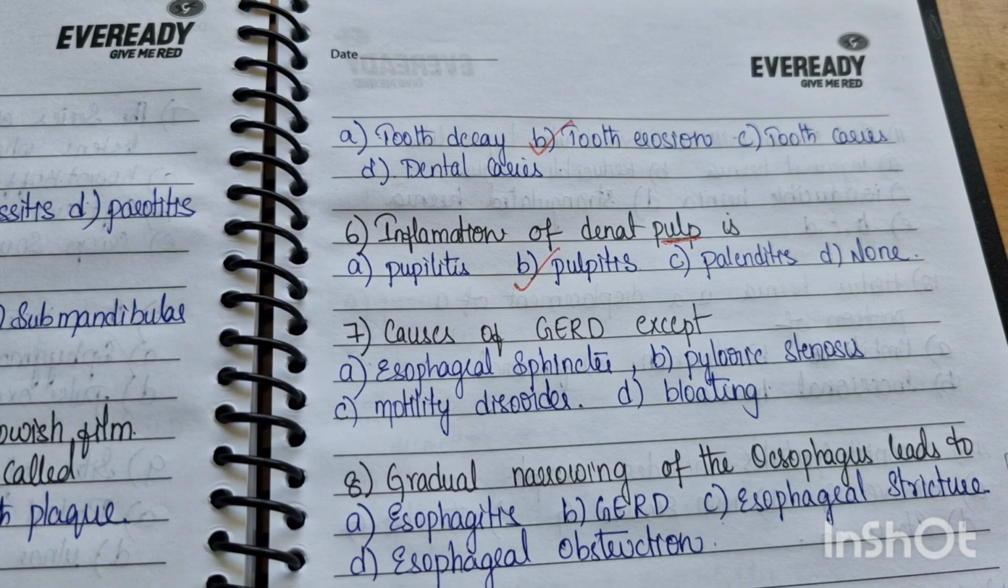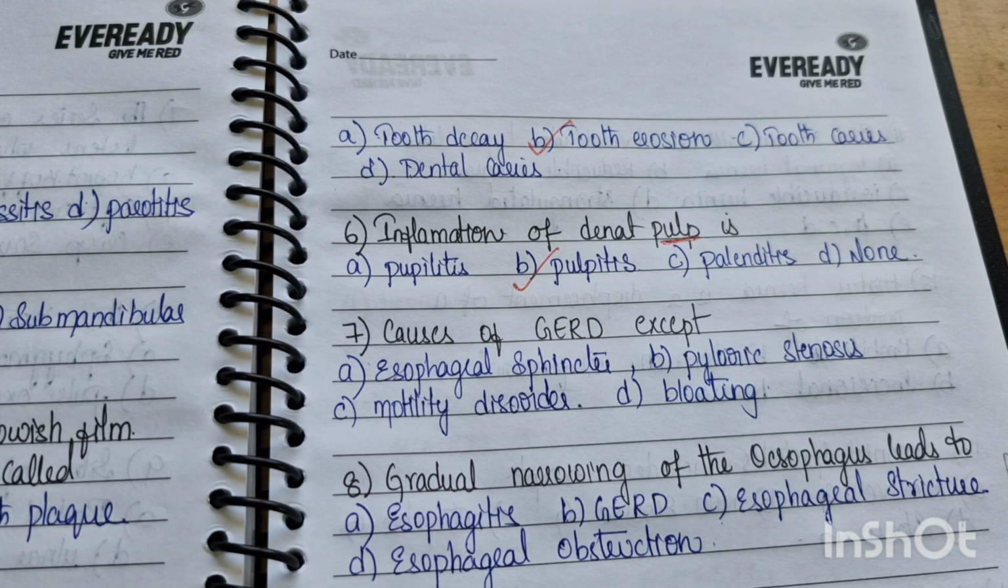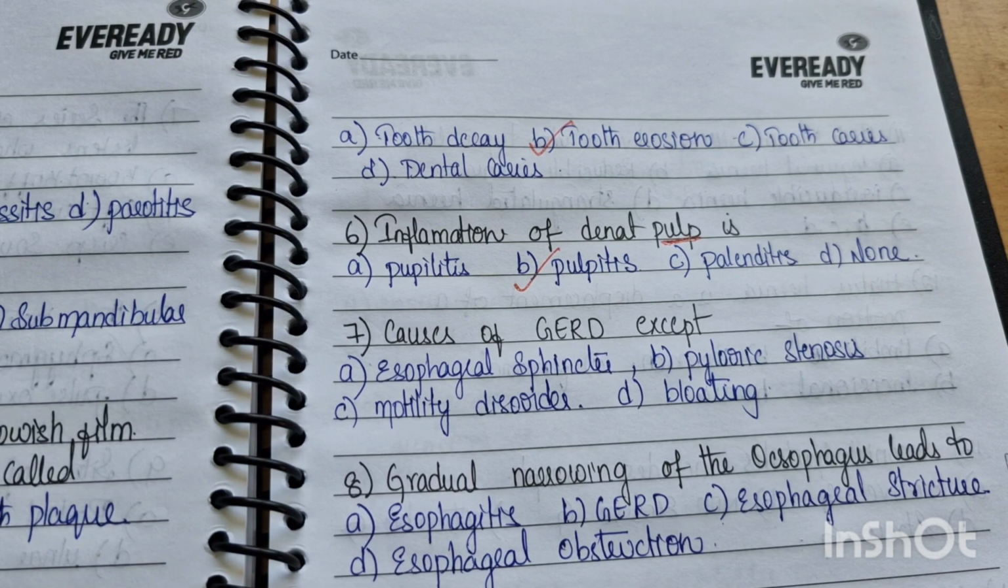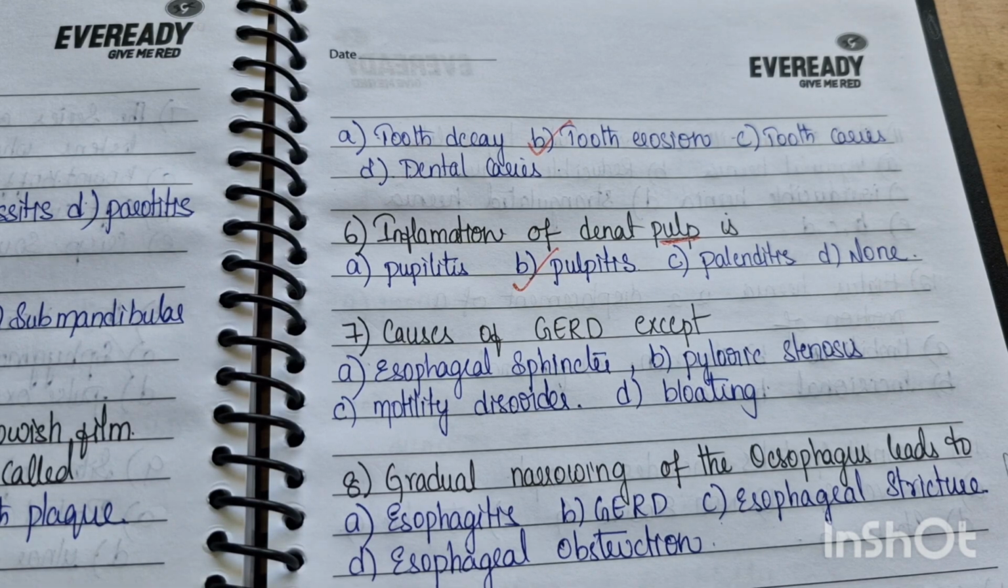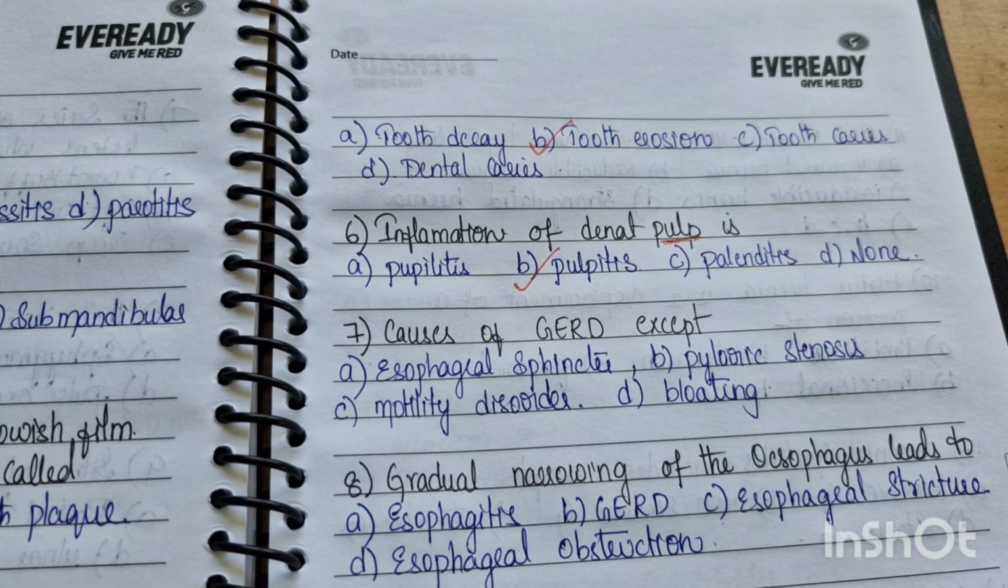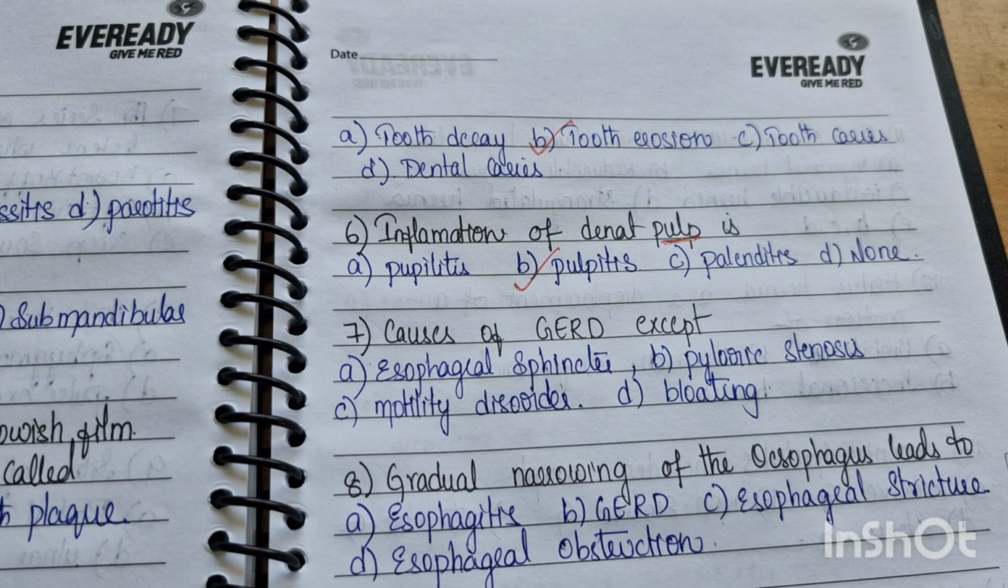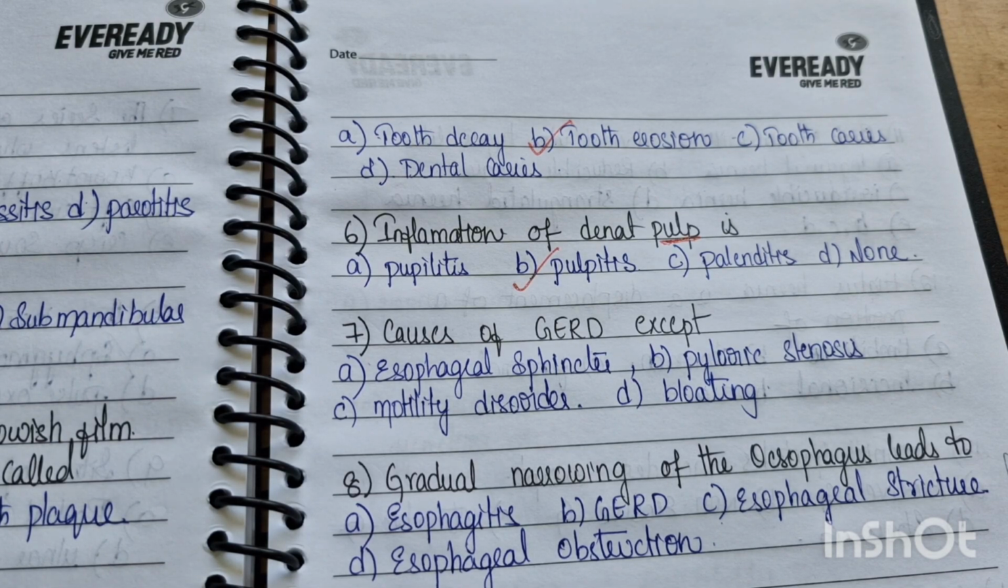Esophageal sphincter means the sphincter of the esophagus, the tube. If there is any problem in the sphincter, like tightness or narrowing of the tube, that is called the esophageal sphincter problem. Pyloric stenosis: the pylorus is the part of the stomach, an opening of the stomach. Stenosis means narrowing of the pyloric tube, so that will also be one cause, because it stops food from entering the stomach. That condition is called pyloric stenosis. Motility disorder means there is no movement of food from the tube to the stomach, so it is also one cause of the disorder.